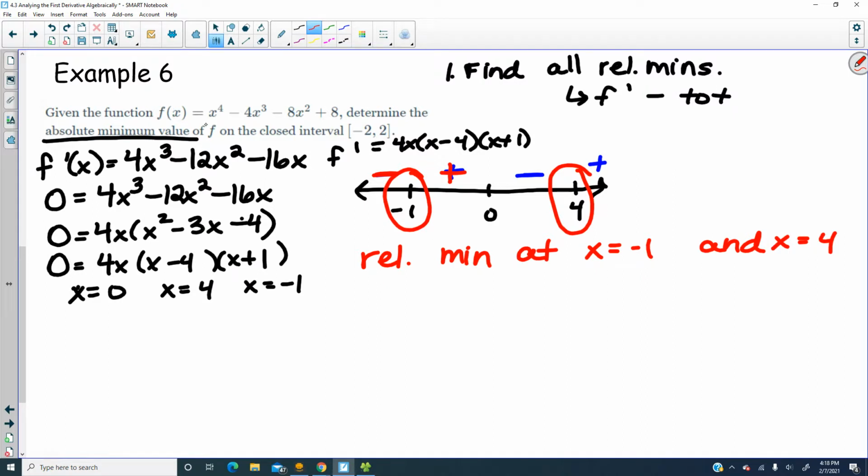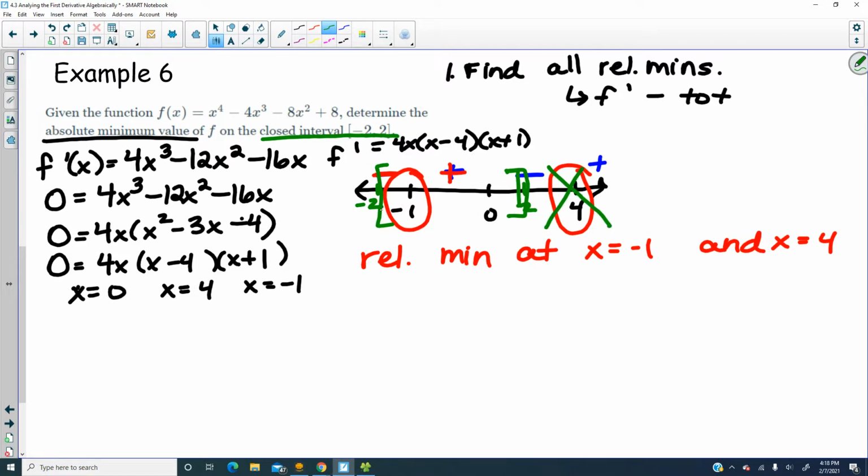Okay, now I'm going to look at the question. The question says, determine the absolute minimum, not just the relative min, the absolute min on the closed interval from negative 2 to 2. So let me add those numbers here. Negative 2 to 2. So on this interval of the graph, they want to know what's the absolute minimum. Oh, well, 4 is not even included in there, so I don't have to worry about checking 4.